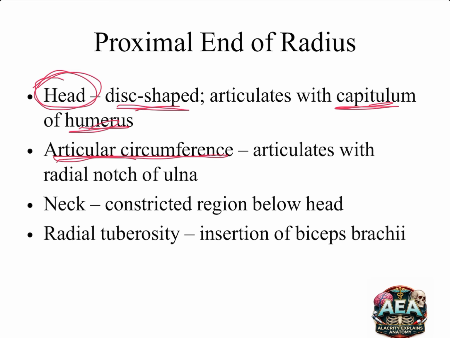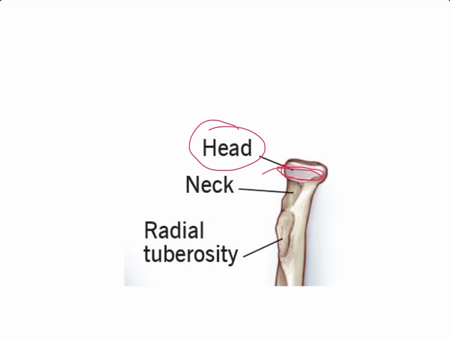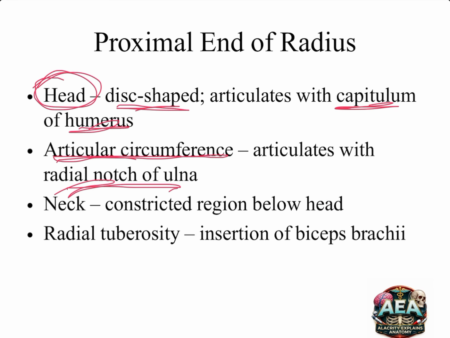We have an articular circumference that articulates with the radial notch of the ulna. You see something like that around here that articulates with the radial notch of the ulna, because we said that the radius at the proximal part forms two joints. It has a joint with the humerus and a joint with the ulna.